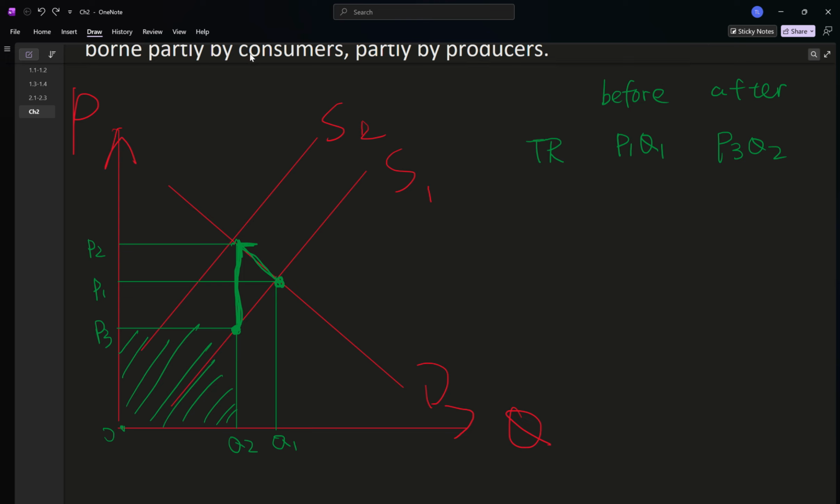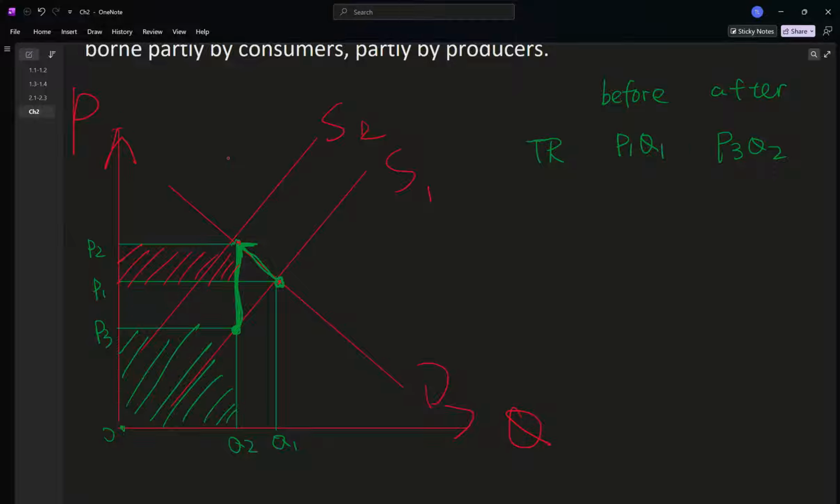So you see, let's change our perspective from producer to consumer. Just now we were thinking from the producer perspective, so let's go back to the consumer perspective. Consumers originally paid P1, and when we offer a tax, we have to pay P2. So there is an increase in price from P1 to P2. So this part we pay more.